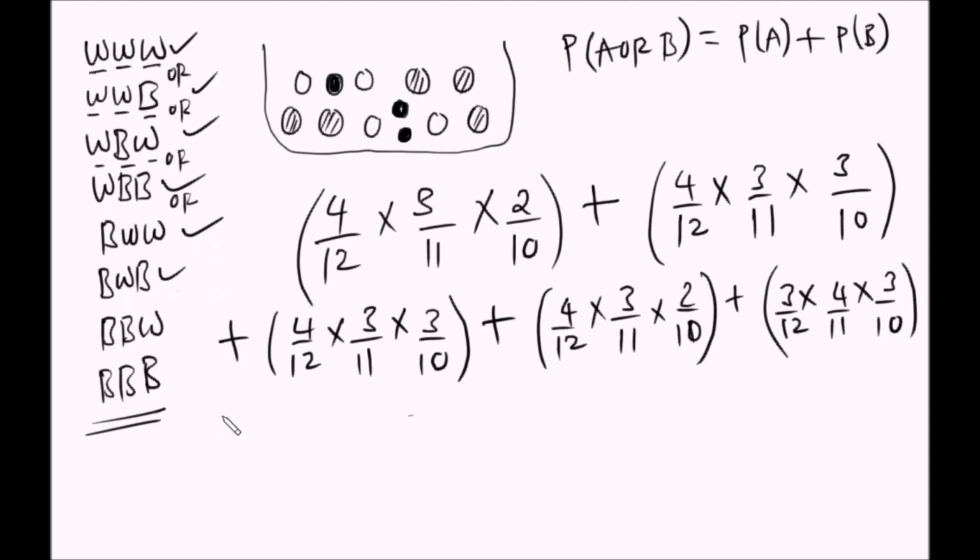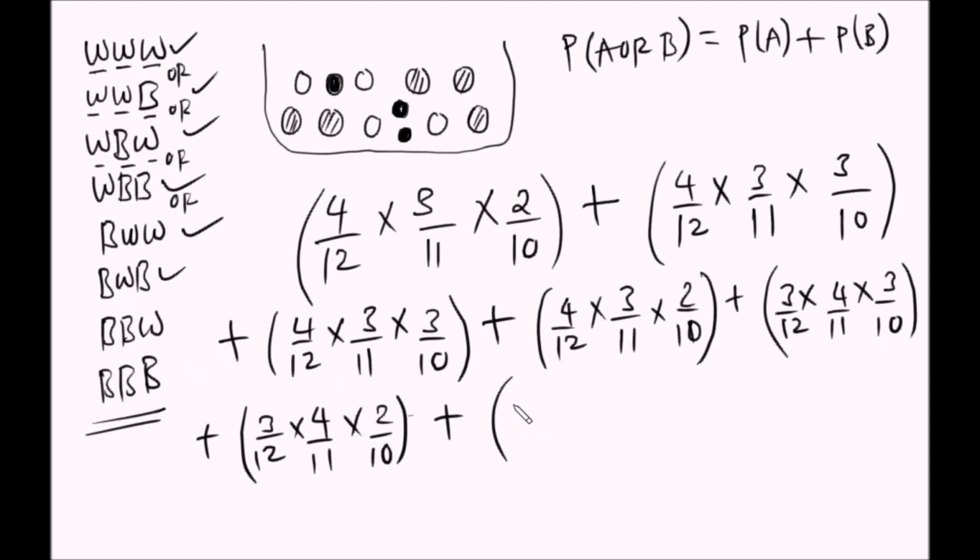Huyu sasa black, white, black. So tumesema how many black balls we have? 3. So how many white balls we have? 4. And then we removed 1 black ball, so remain with 2. And then one is black, white, black. And then we have black, black, white.